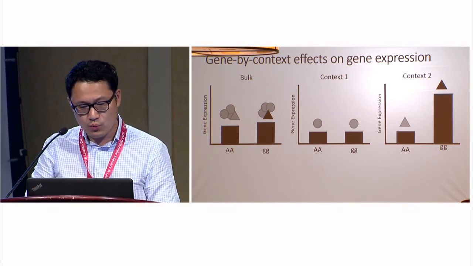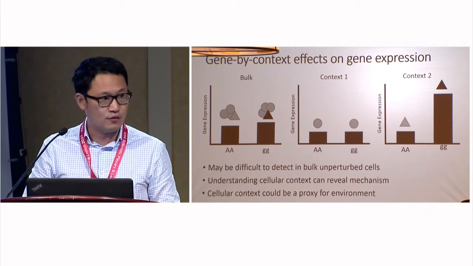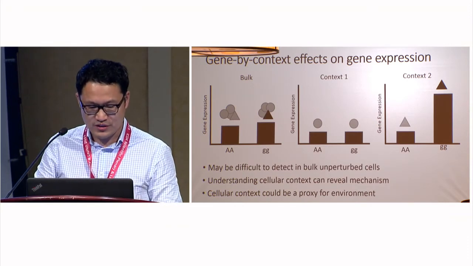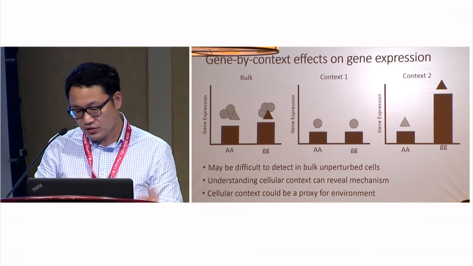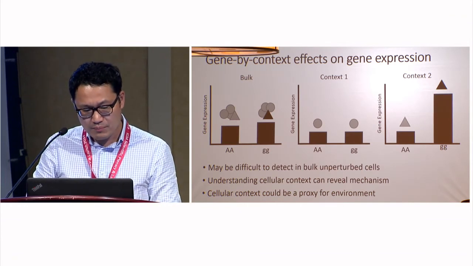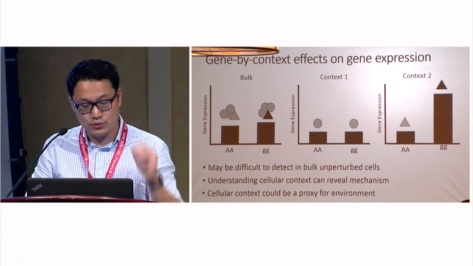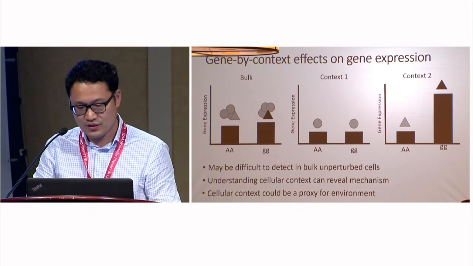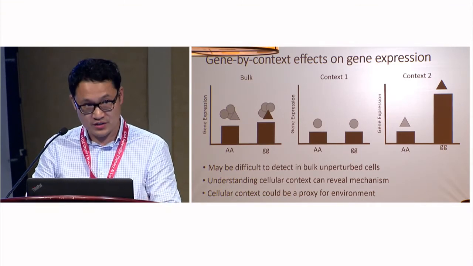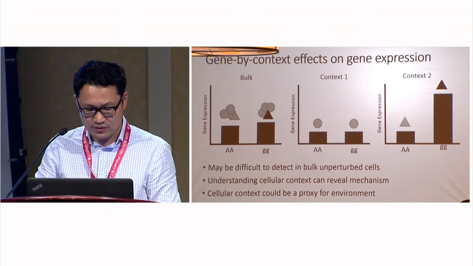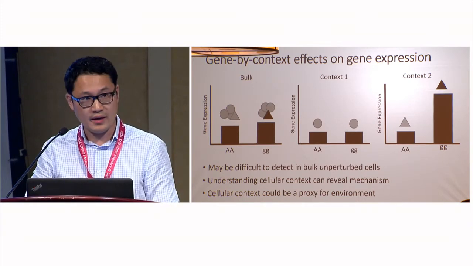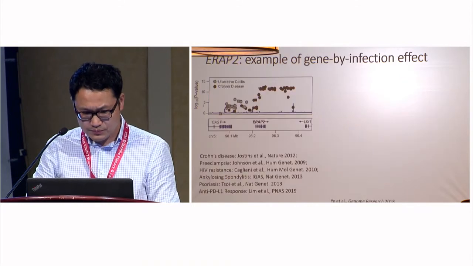And so we want to look for effects like this, and hopefully it doesn't take too much to convince all of you that this is going to be important for ultimately revealing disease mechanisms. But understanding cellular context could also be really useful as a proxy for environment, which could potentially be modified in common disease. But this task is in general difficult in bulk and potentially unperturbed cells.